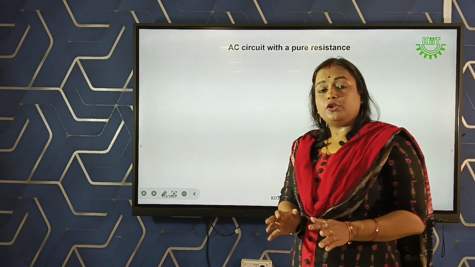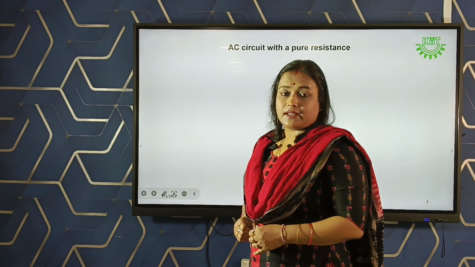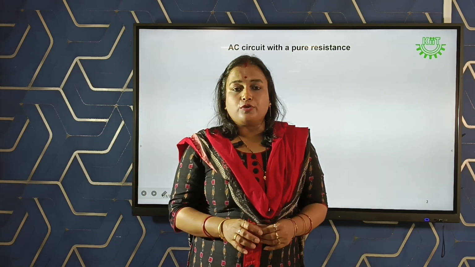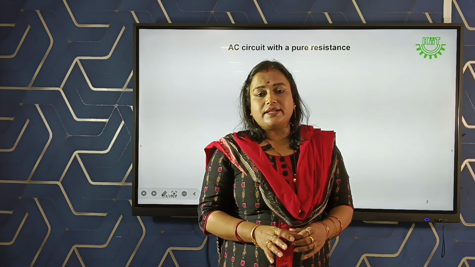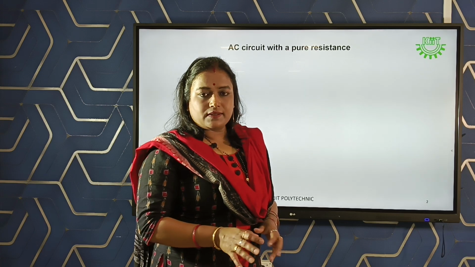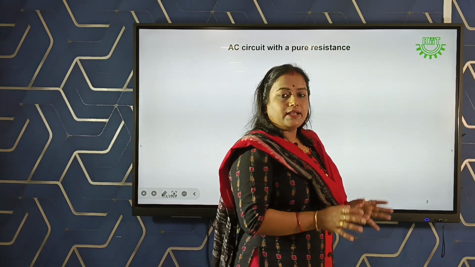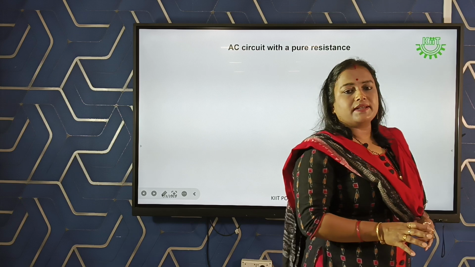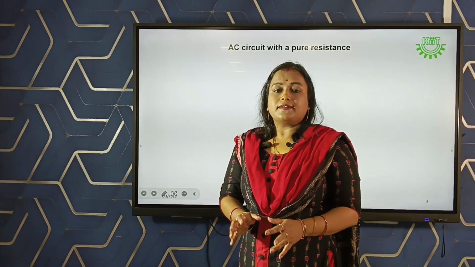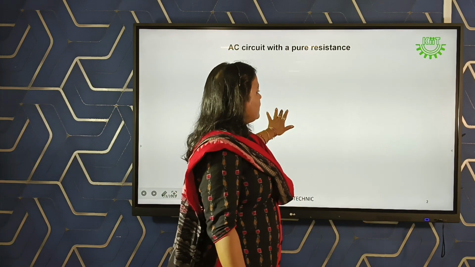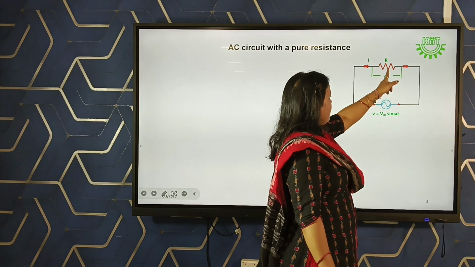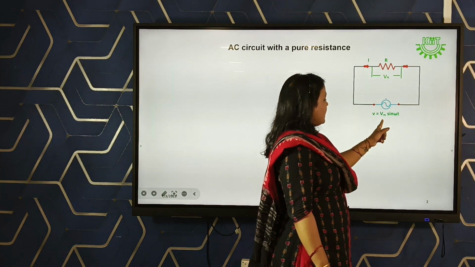There are two types of passive elements. One is pure, which is also known as ideal, and the second one is practical. Pure means it is loss free. It doesn't consider any internal resistance values, but the practical one considers the internal resistance, so it has some losses. Here we are taking a circuit with one resistor, and we will apply an AC voltage.